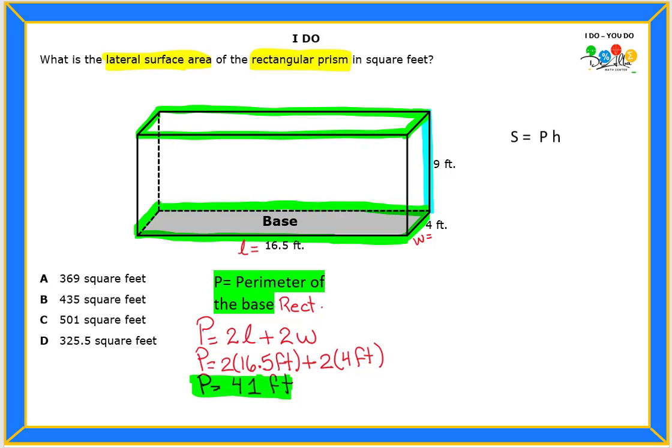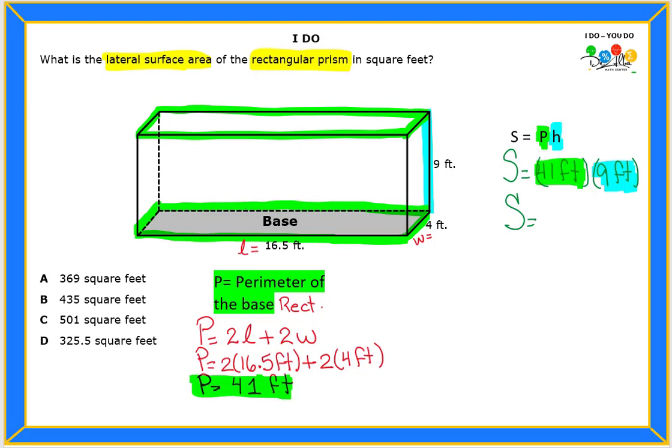okay? So what I can do is I can come back to my actual formula and I can start replacing values, right? So it says surface area will be equal to perimeter. It's 41 feet times the height. The height of my prism is 9 feet, okay? So my perimeter, it's 41 feet, right? And the height, it's 9 feet, okay?